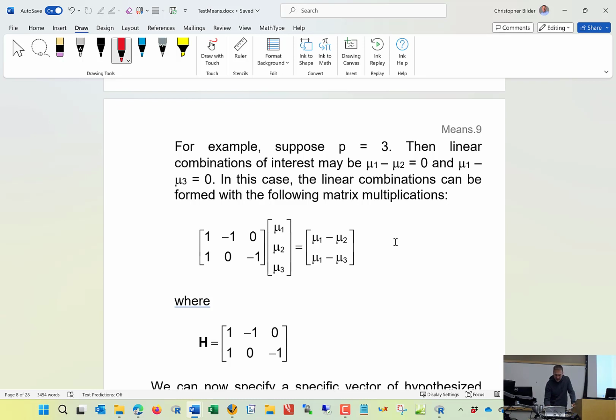So let's say I have p equal 3. I might be interested in is the mean for variable 1, subtracting off the mean from variable 2, is that equal to 0? Meaning, is mu 1 equal to mu 2? Also, I could look at mu 1 minus mu 3. Is that equal to 0? Now notice if both are equal to 0, what does that say about mu 2, mu 3? Well, they would have to be equal to 0 as well, in terms of mu 2 minus mu 3.